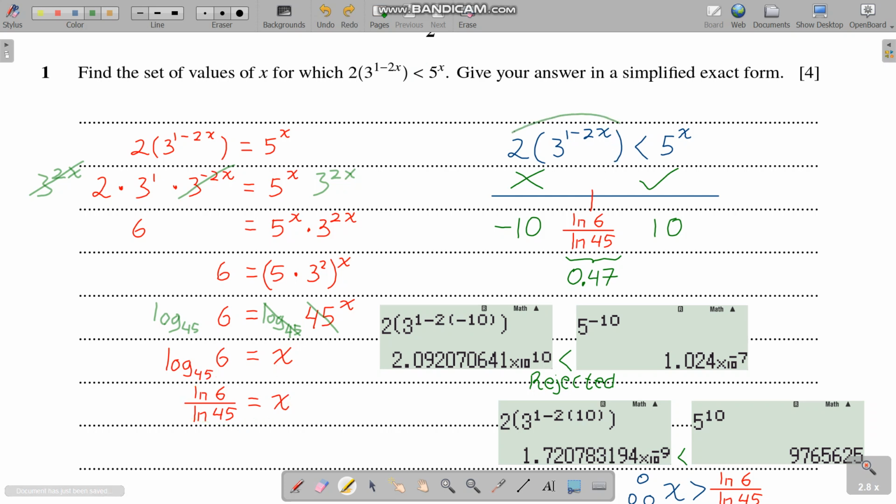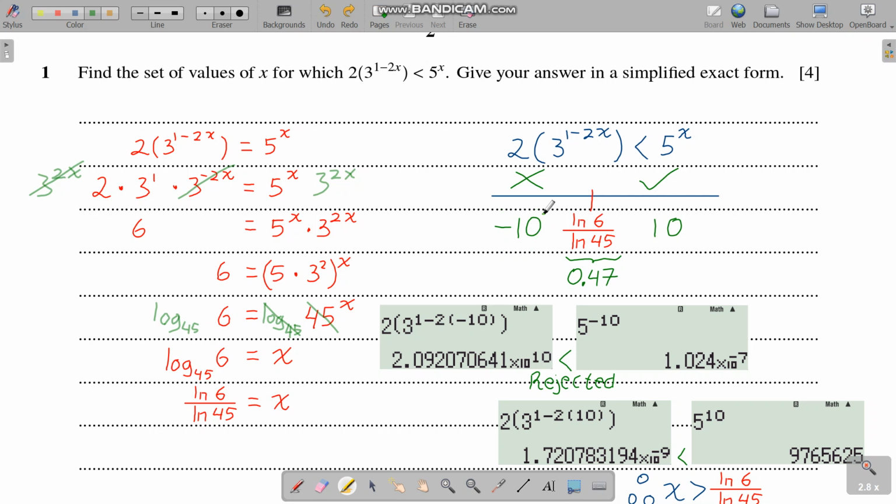So now we solve the inequality. We put the solution to the equation on the number line. So now we have two intervals to check. The answer can be smaller than the critical value or bigger than the critical value. So to choose which interval we can use, we plug in some random number in each interval.